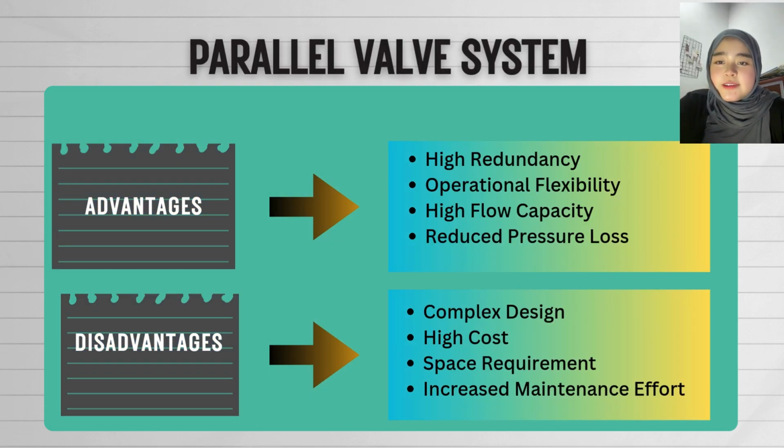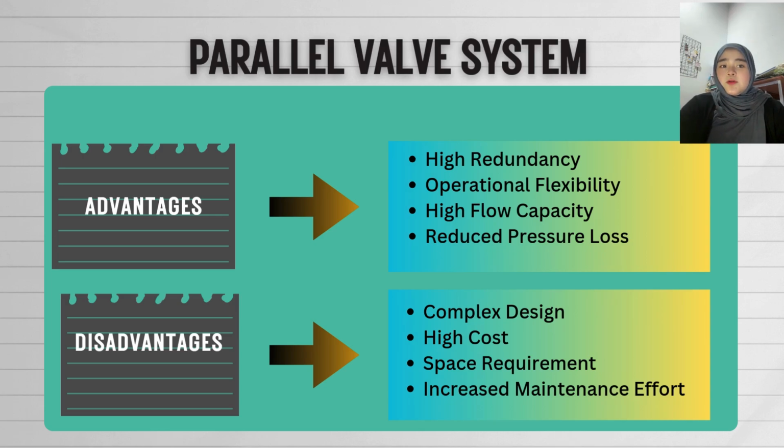Okay, next, these are the advantages and disadvantages in a parallel valve system. For the first one is high redundancy. If one valve fails and needs to be maintained, other parts can still be used without stopping the entire system, ensuring that the flow system continues to run smoothly.